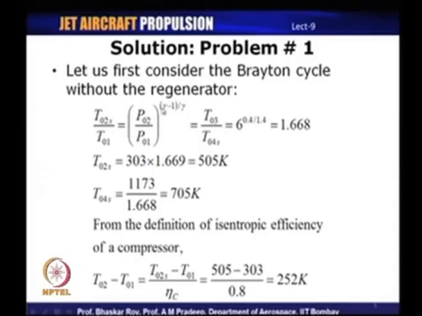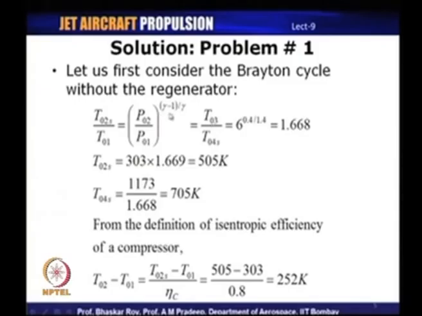And what is gamma? Gamma is 1.4. Of course, it is not explicitly stated in the problem. So, what I will suggest is, in a problem where gamma has not been explicitly stated, you can safely take gamma as 1.4, which is the ratio of specific heats for air.